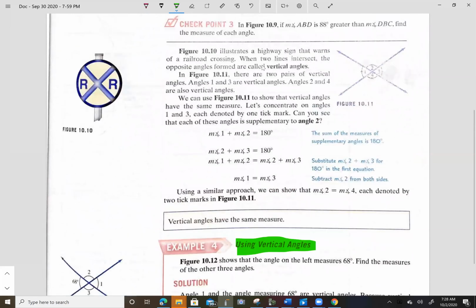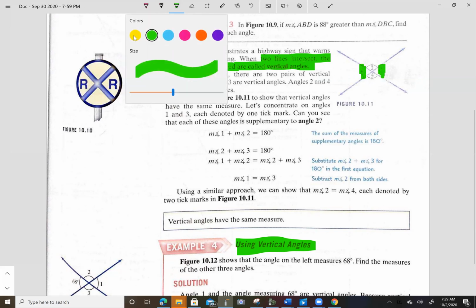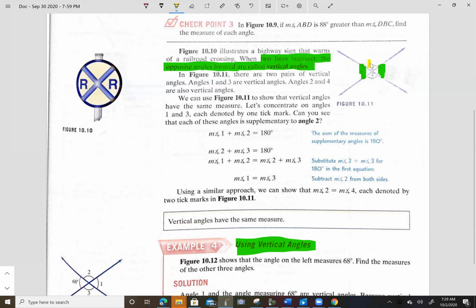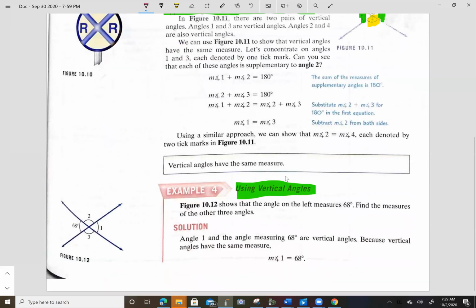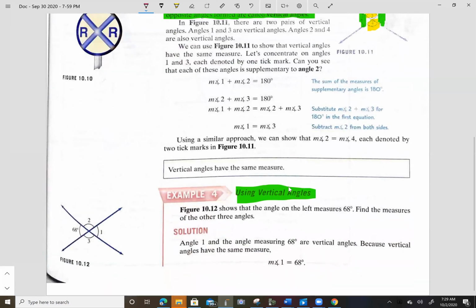Okay, so when two lines intersect, the opposite angles formed are called vertical angles, and vertical angles are always congruent. They're always equal to each other. So on here, 1 and 3 are equal to each other, and then 2 and 4 are equal to each other. I think that's one of the easiest angle relationships to remember.